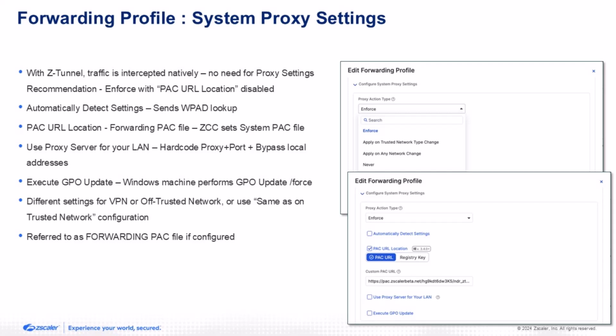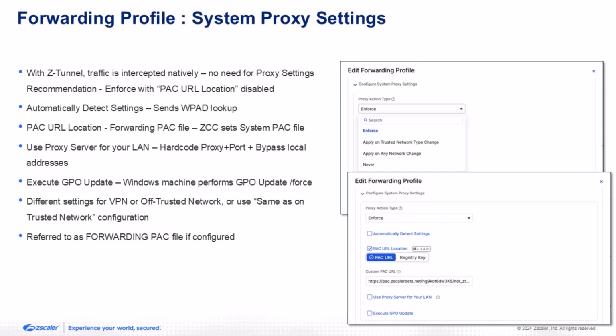So it's important to understand the behavior of GPO updates, forcing Zscaler Client Connector to set a proxy setting, or forcing Zscaler Client Connector to set a WPAD script, making sure that there is no conflict. We can then make decisions on, do we use exactly the same settings for the on-trusted network, for the VPN trusted network and off-trusted network criteria.